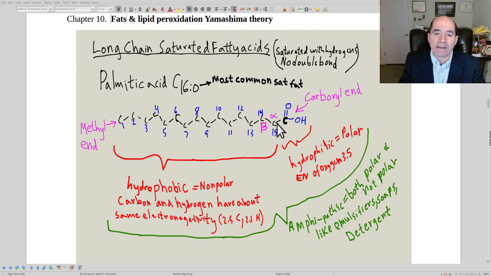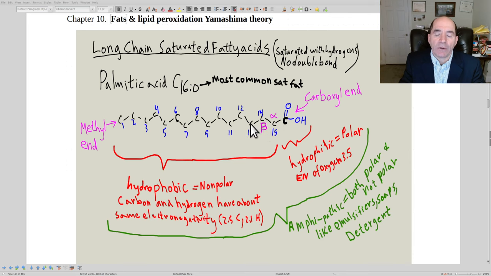The remainder of the fatty acid right here is the carbon and hydrogen tail. That is nonpolar because the electronegativity of the hydrogens is very similar to that of carbon. Carbon's about 2.5, the hydrogen's about 2.1, so they're very similar, such that they're not polar and they don't dissolve on their own in aqueous water solution, okay? This side of the carbon is the methyl end, and this is where we count where the double bond is to determine if it's an omega-3 or an omega-6. So an omega-3 fat would have a double bond at the 3 carbon, an omega-6 fat would have a double bond at the 6 carbon.